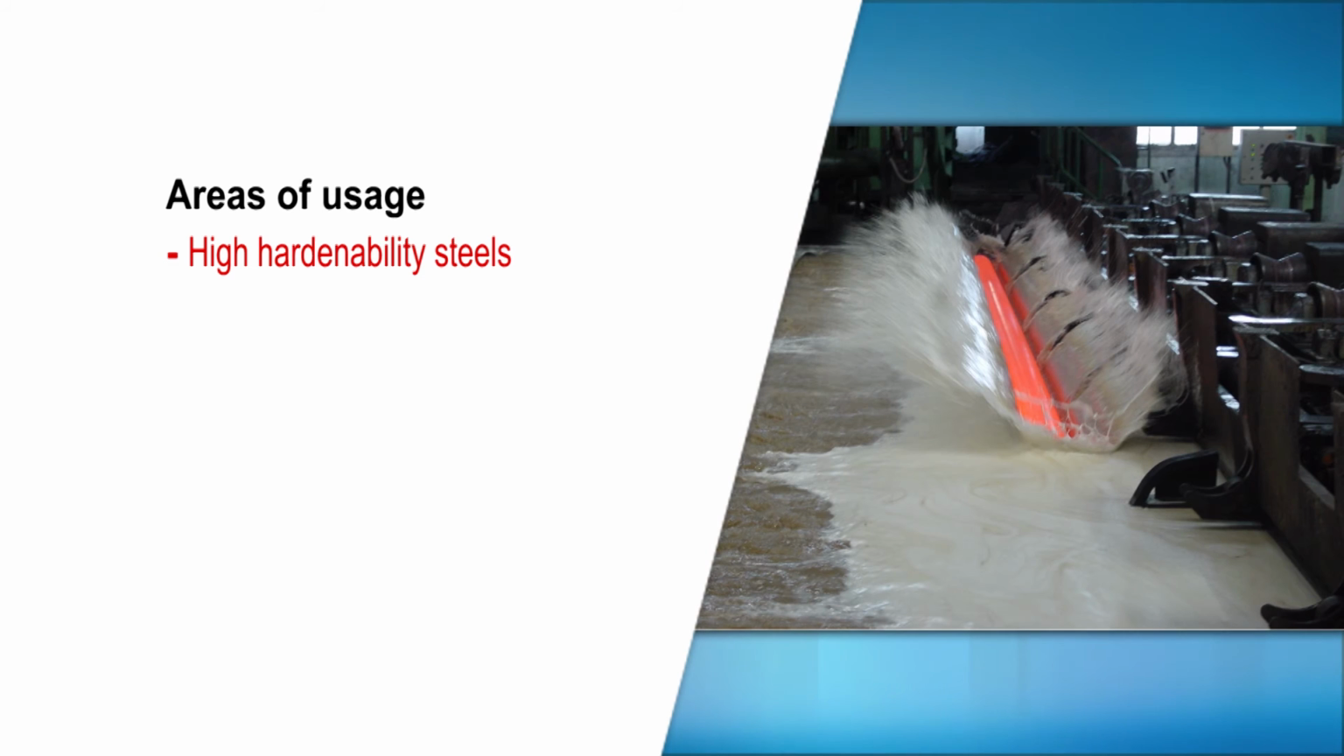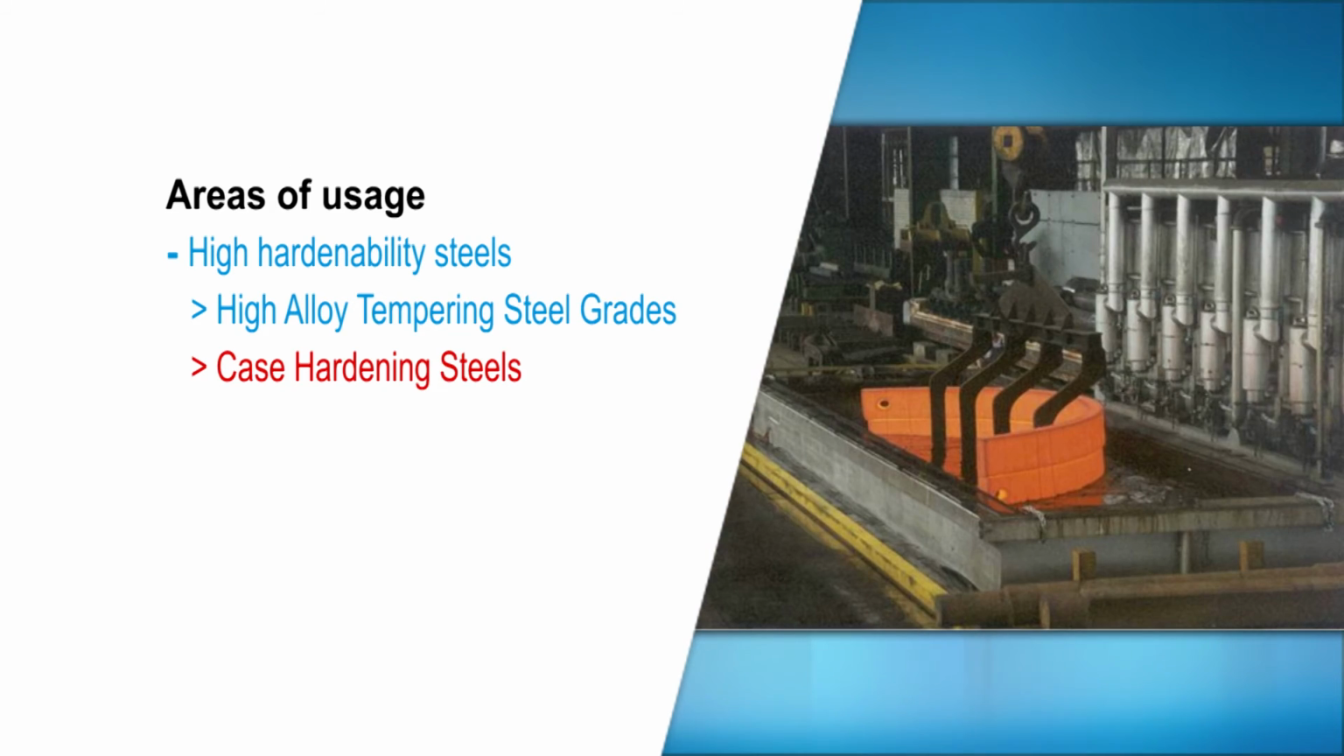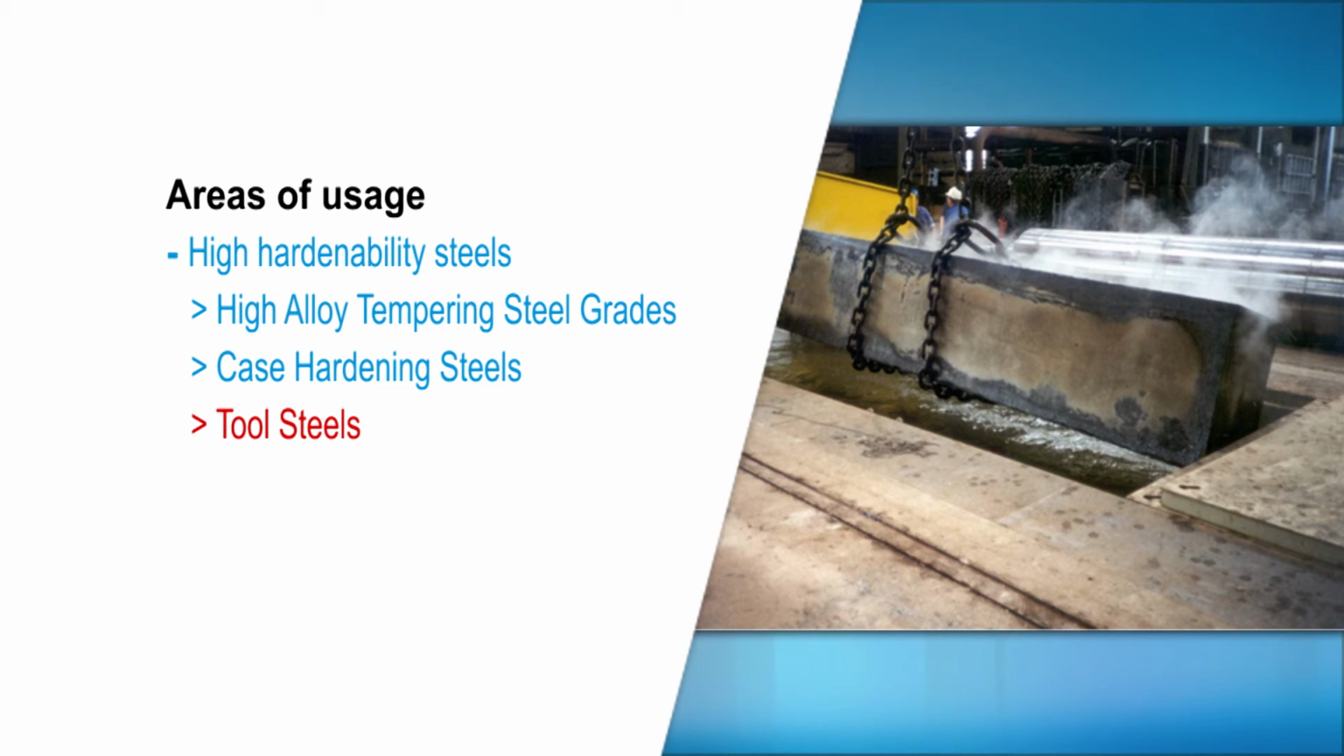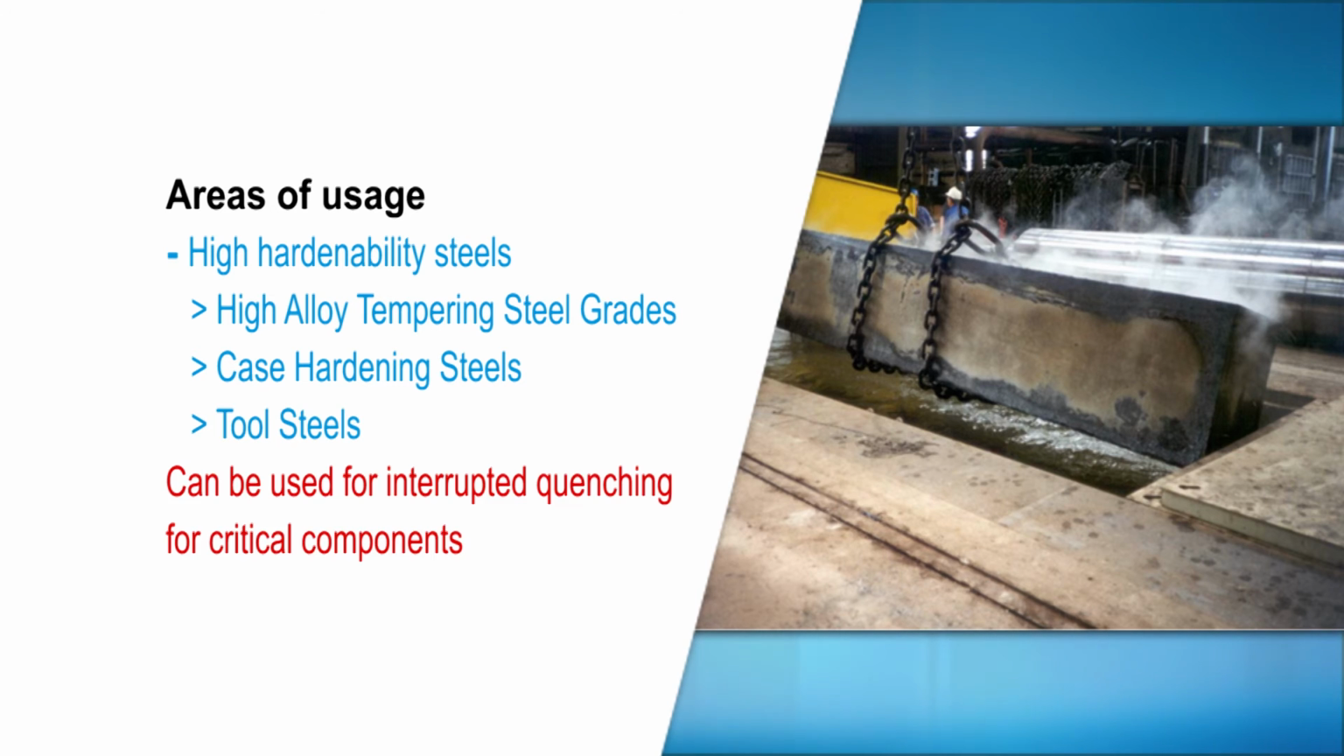These polymer quenchants are used to treat steels of higher hardenability. For example, for quenching alloyed, tempering, and case hardening steels, and for hardening tool steels. Interrupted quenching of components is possible at any desired surface temperature.